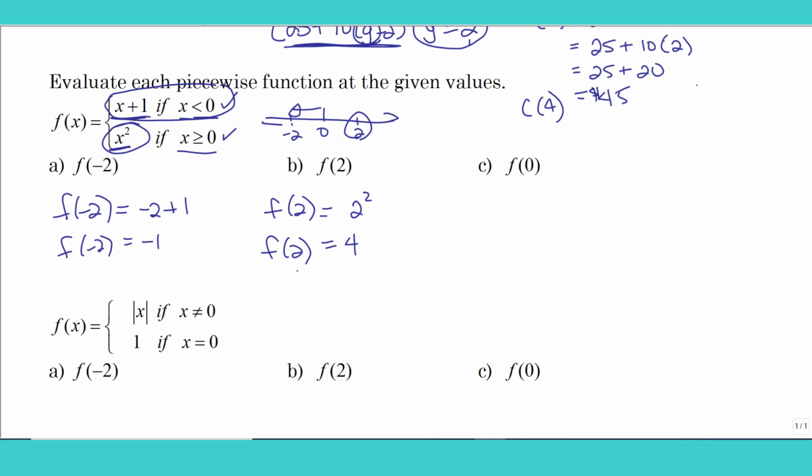Now here's the only time it could possibly trick you up. It says f of 0. Okay, this one says less than 0. No. This one says greater than or equal to 0. So that's the one we want to use. So that's 0 squared, so that's 0. Quite a few times in looking at piecewise functions, they'll ask you to evaluate a function when the input is equal to a boundary value. So just be careful.